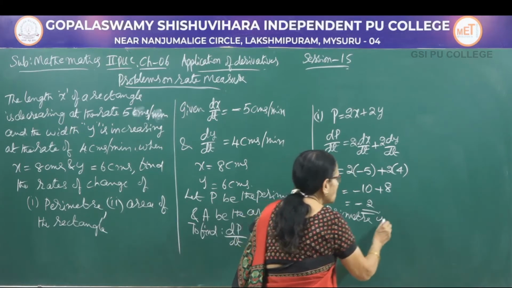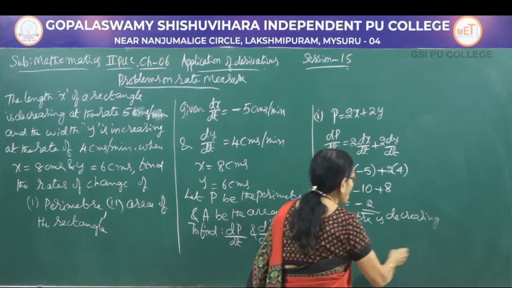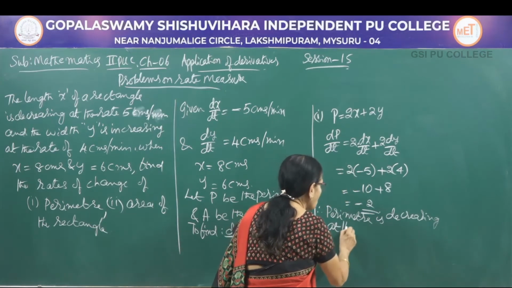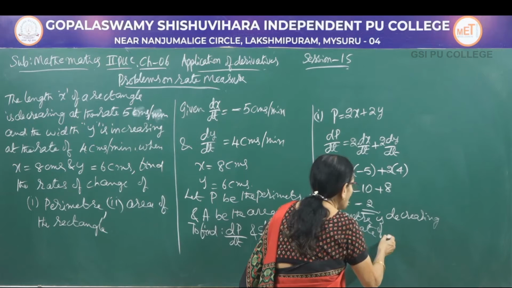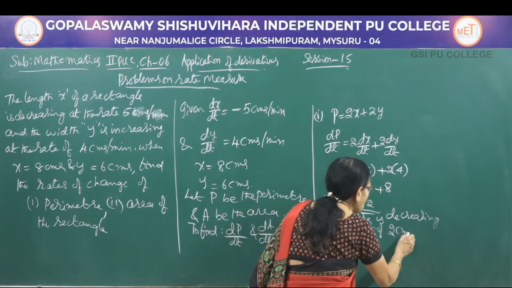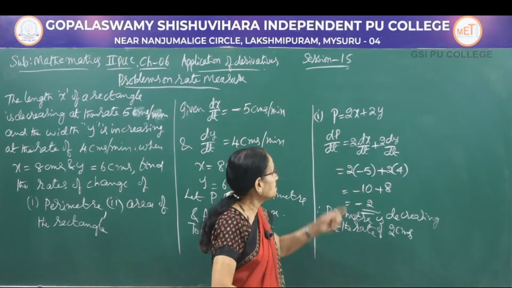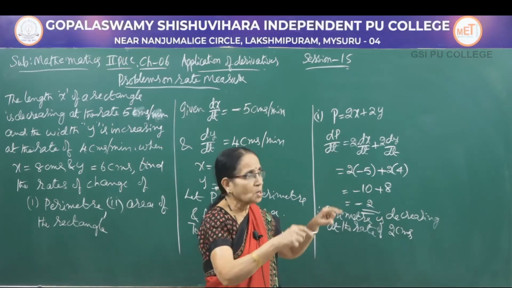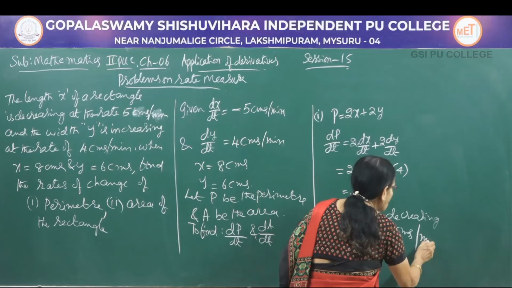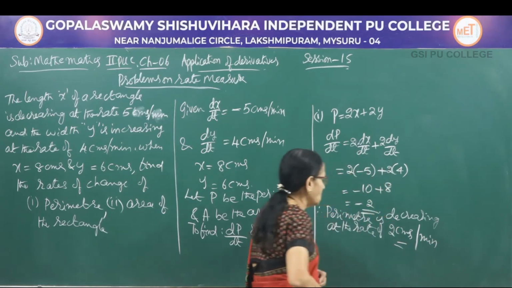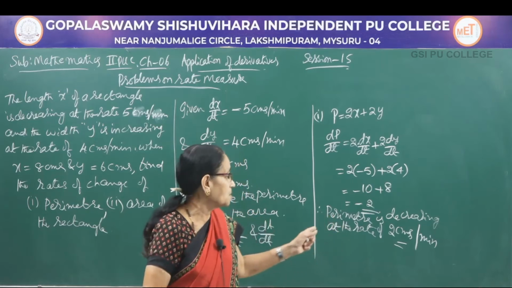Perimeter is decreasing. Perimeter is decreasing at the rate of, what's the rate that is given here? At the rate of 2 centimeters, because it is the length actually, isn't it? The total distance we are considering, 2 centimeters per minute. When you use the word decreasing, you need not write minus there.